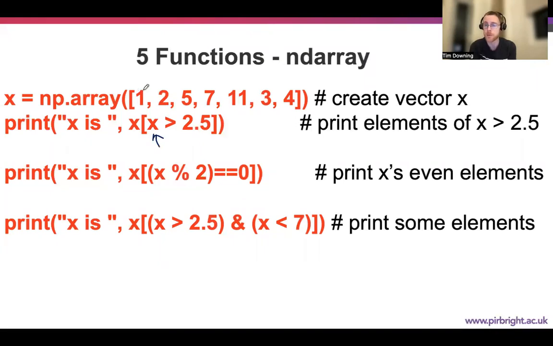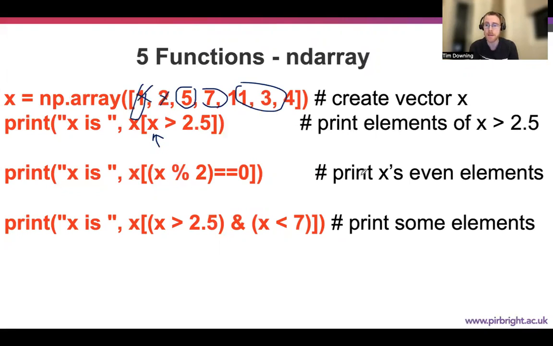So we'll search through this array, and we'll look at 1. Is 1 greater than 2.5? No, it's false. It's not. So 1 is excluded. Is 2 greater than 2.5? No, false, not included. Is 5 greater than 2.5? Yes, that's included. Same for 7. Same for the rest of them. So this will mean we print out X is 5, 7, 11, 3, 4.